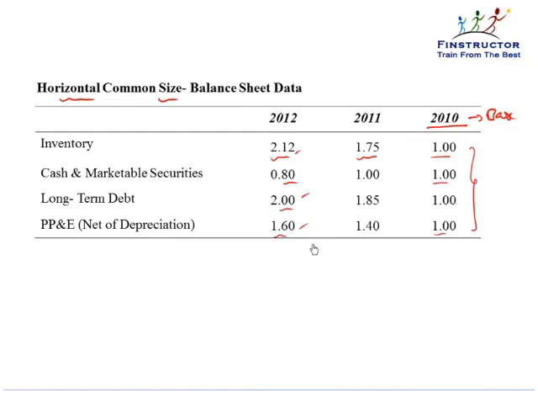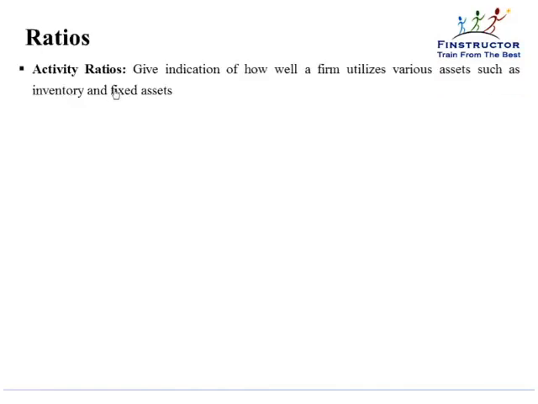Again, guys, for all ratios, we have to compare them with the industry, with other companies before we can make a clear judgment about whether it is good or bad. Now, activity ratios tell us how well a firm utilizes the various current and fixed assets that it has.